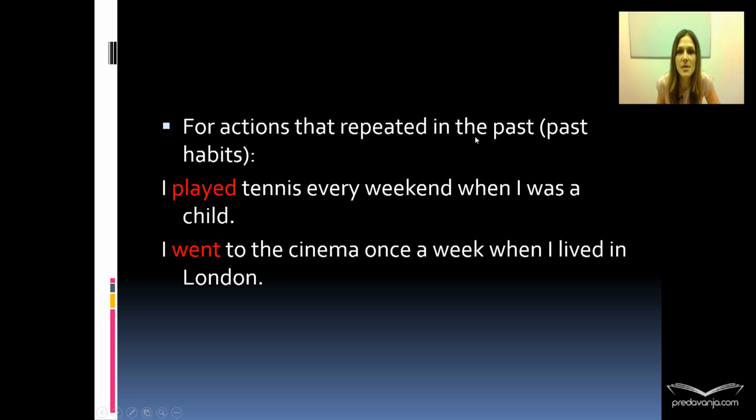Also, for actions that repeated in the past, so for some past habits, something that we did in the past repeatedly, like in these two examples, I played tennis every weekend when I was a child. I went to the cinema once a week when I lived in London. So these actions repeated in the past, they don't happen anymore.